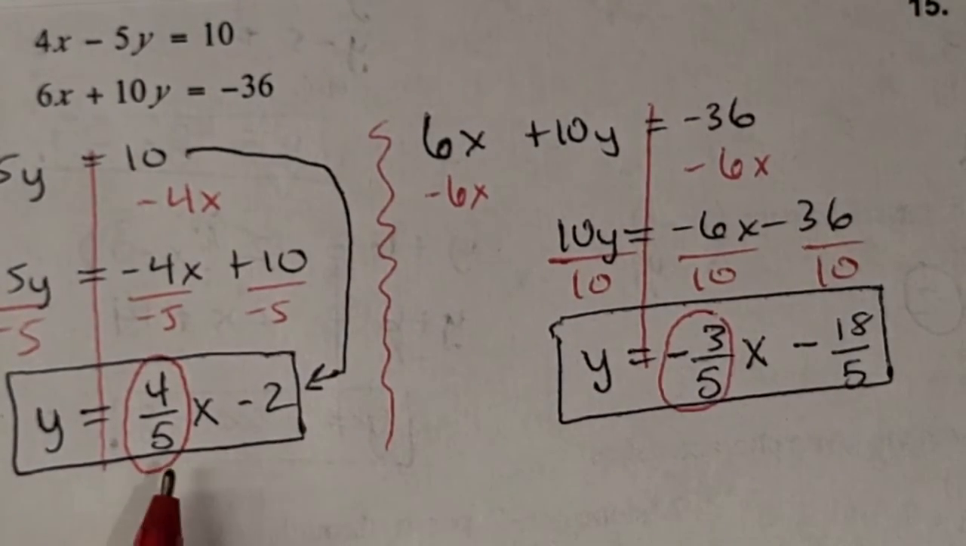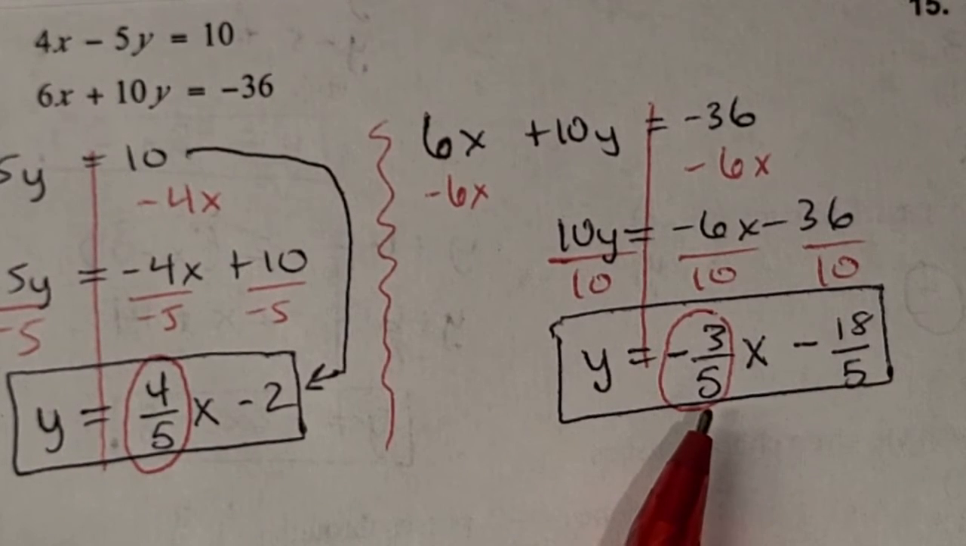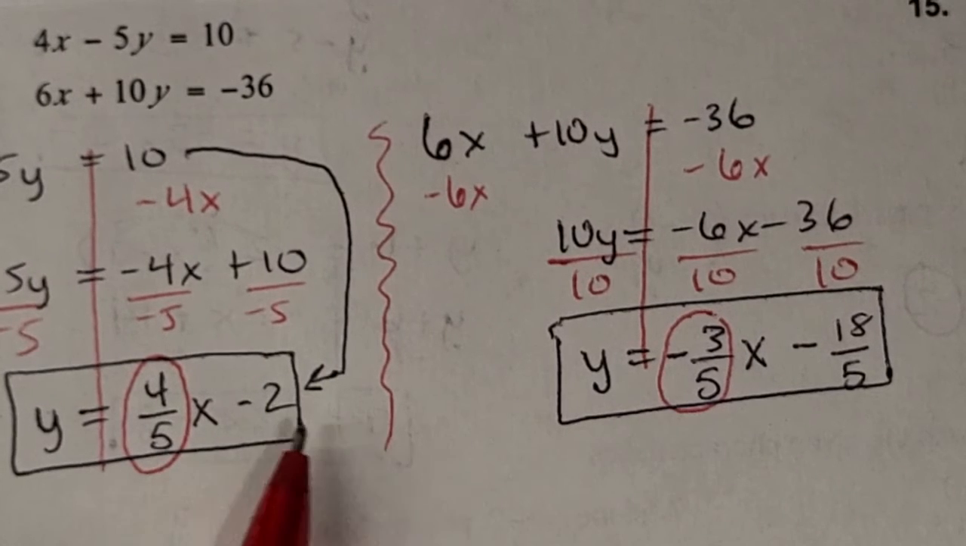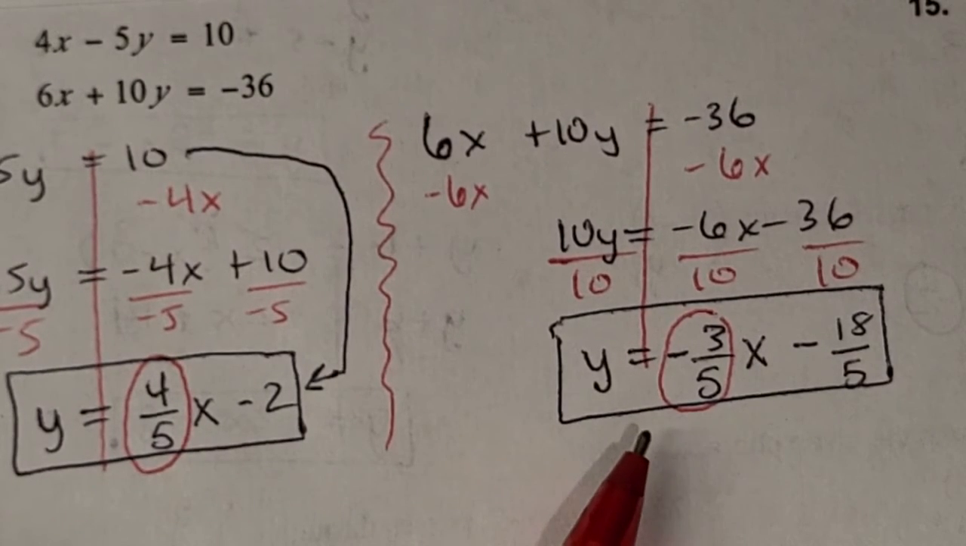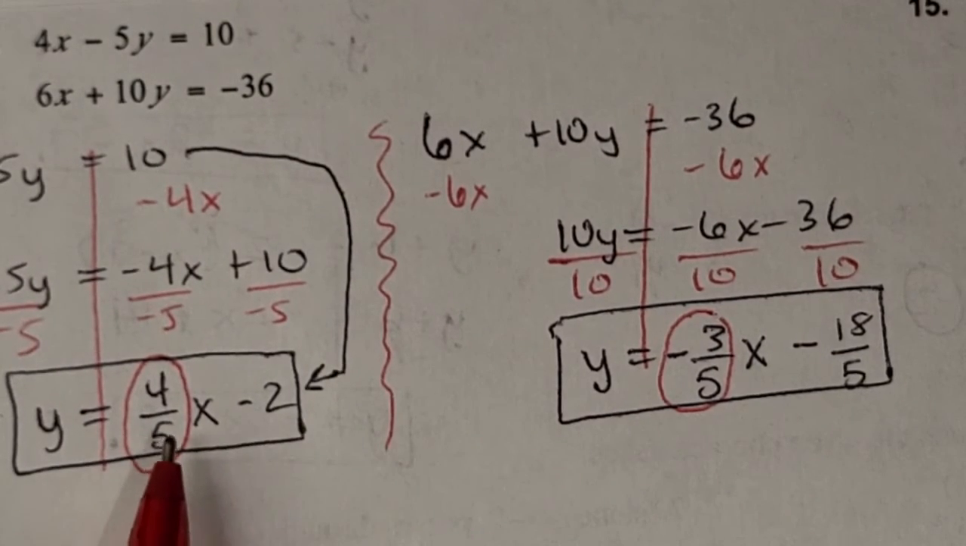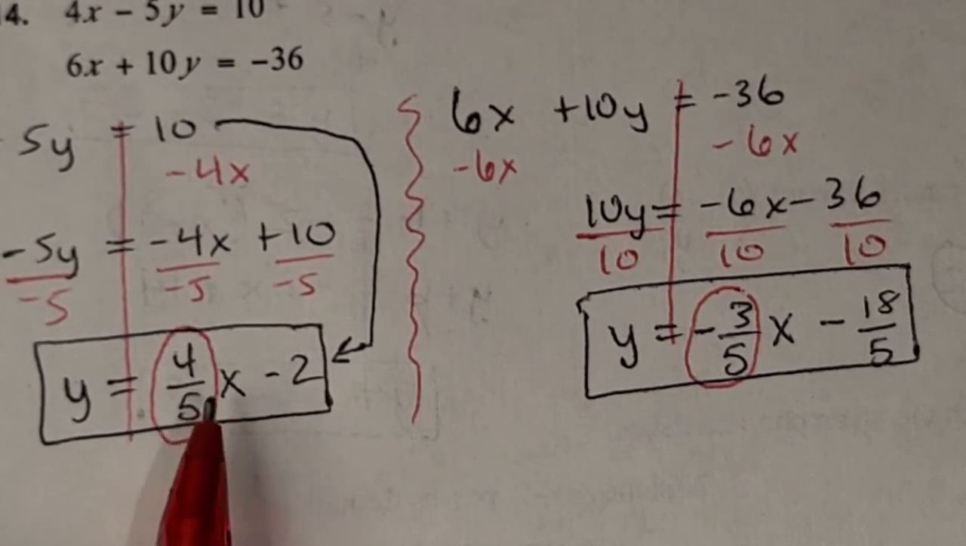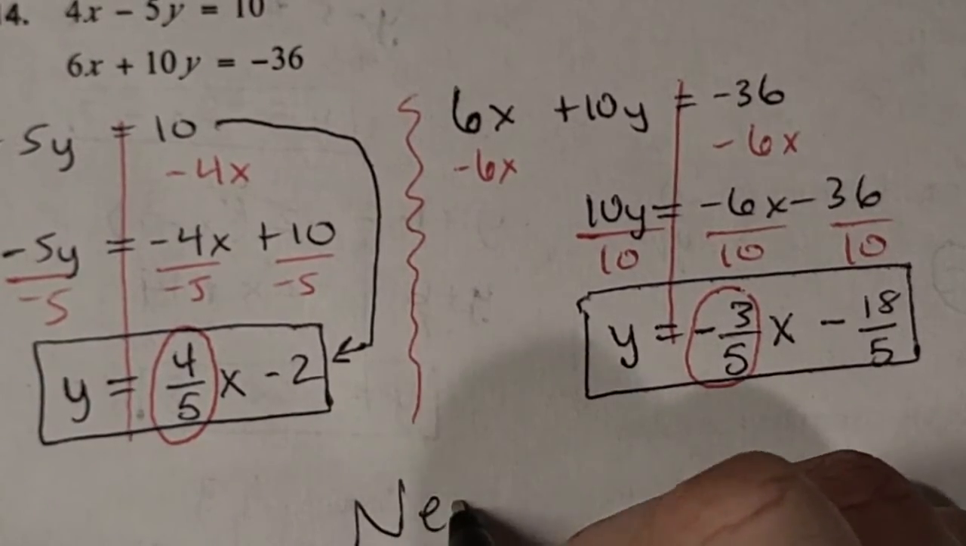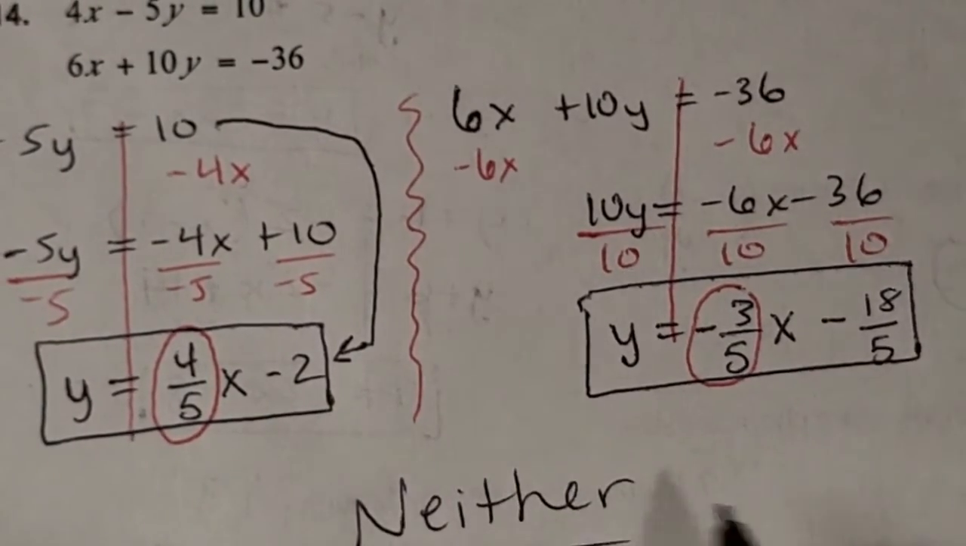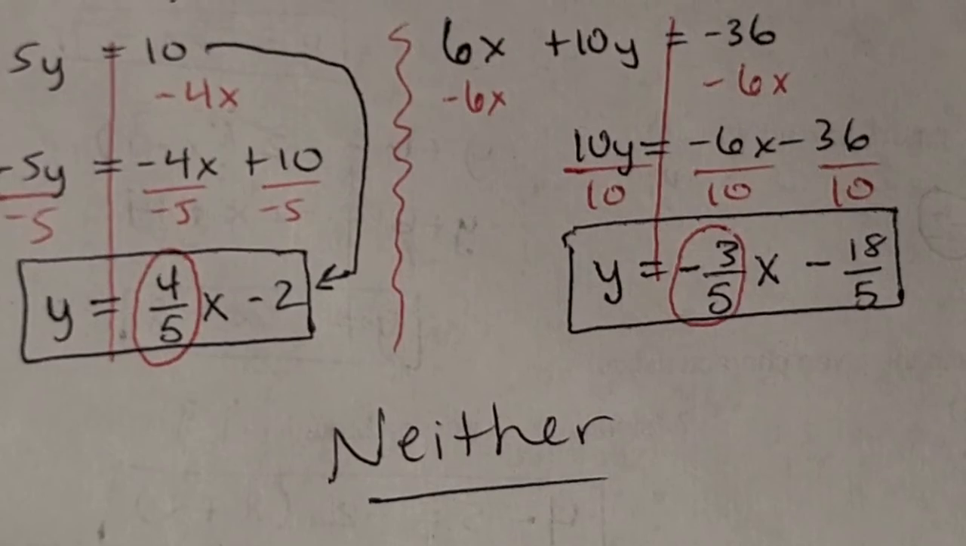Now I can say, are they parallel? Well, are those two slopes identical? No. Are they perpendicular? Well, are those two slopes opposite reciprocals? Well, one's negative and one's positive, but they're definitely not reciprocals. 4/5 and 3/5, not reciprocals. So you would say these are neither parallel or perpendicular. Neither.